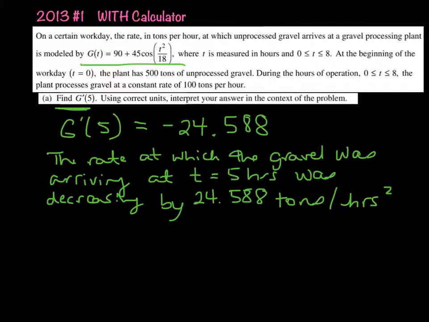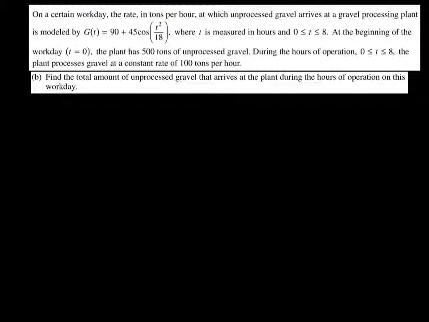All right, let's move on to part B. Part B asks us to find the total amount of unprocessed gravel that arrives at the plant during the hours of operation on this workday. So this is what I was talking about in that opening introduction for rates. If I'm asking for the total number of tons of unprocessed gravel that have arrived at the plant, we're talking about the function that's giving us the rate that it's arriving during the hours of operation.